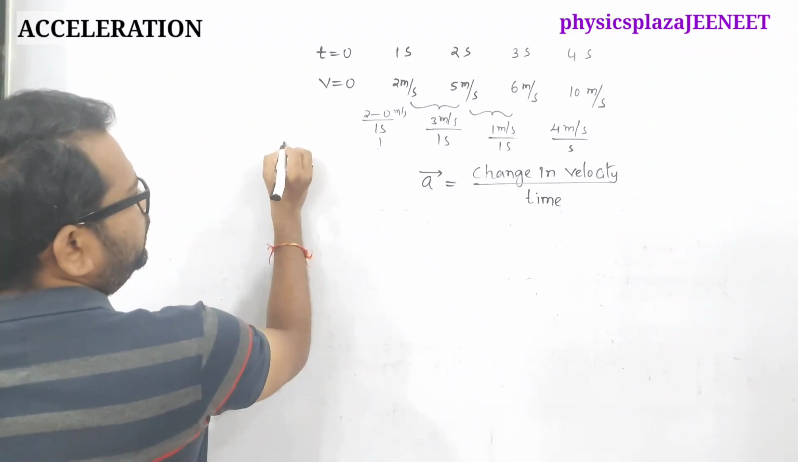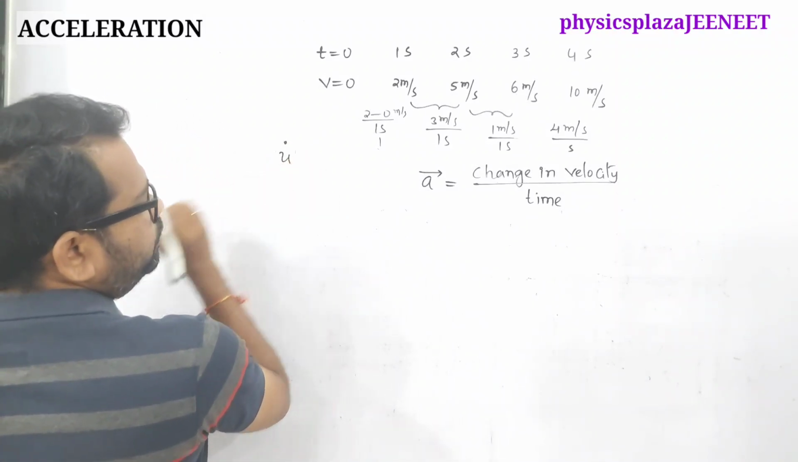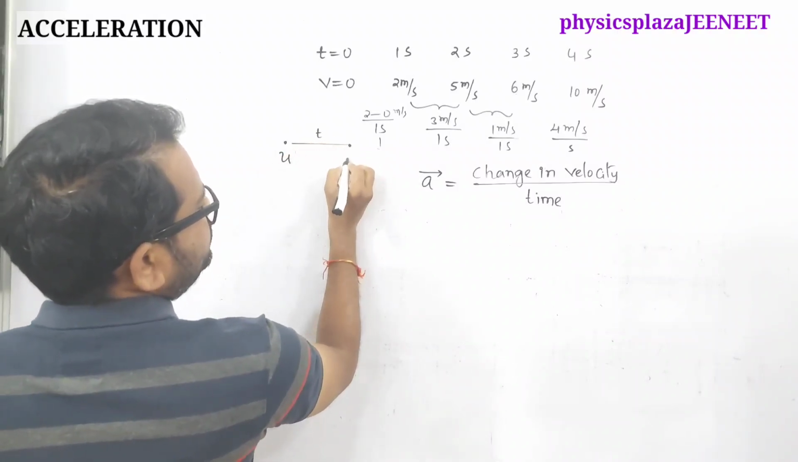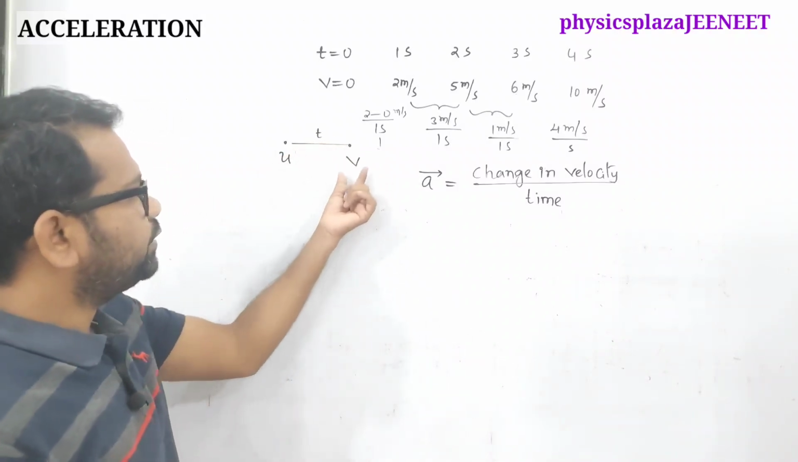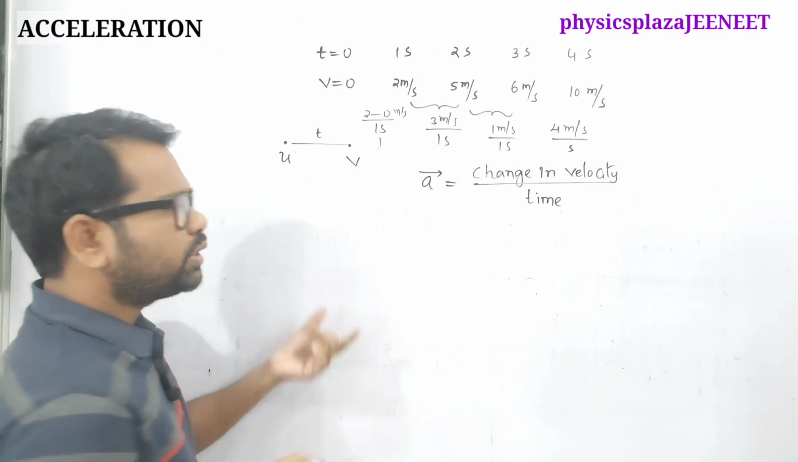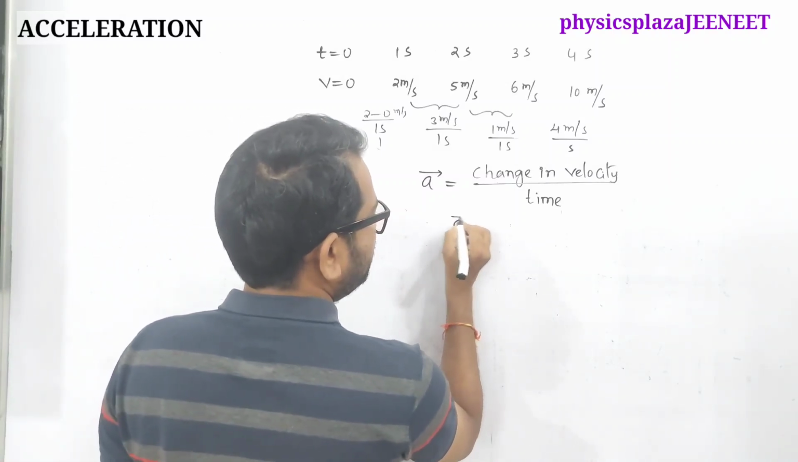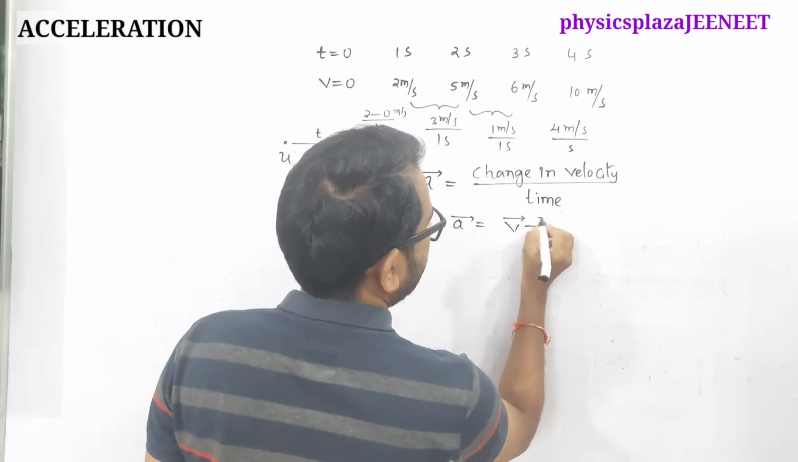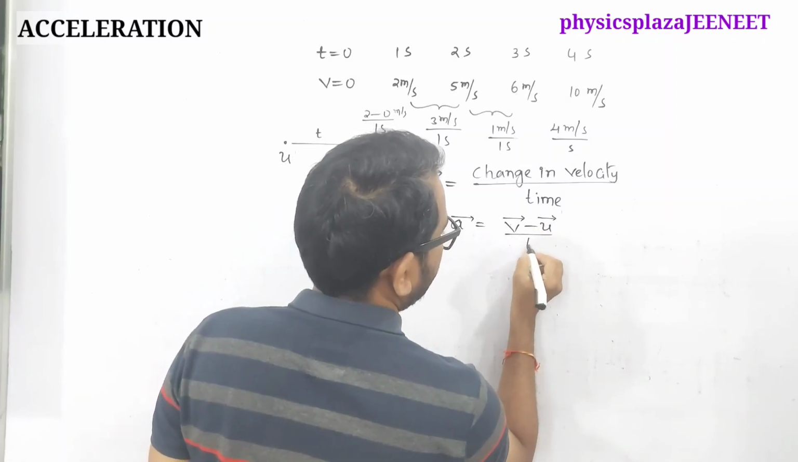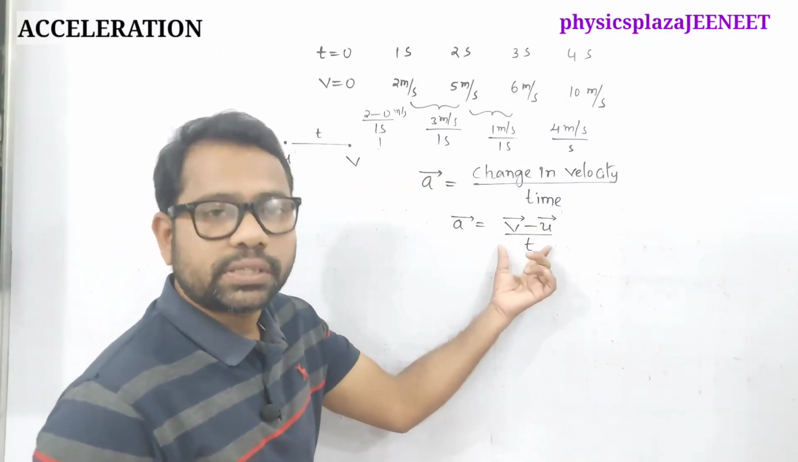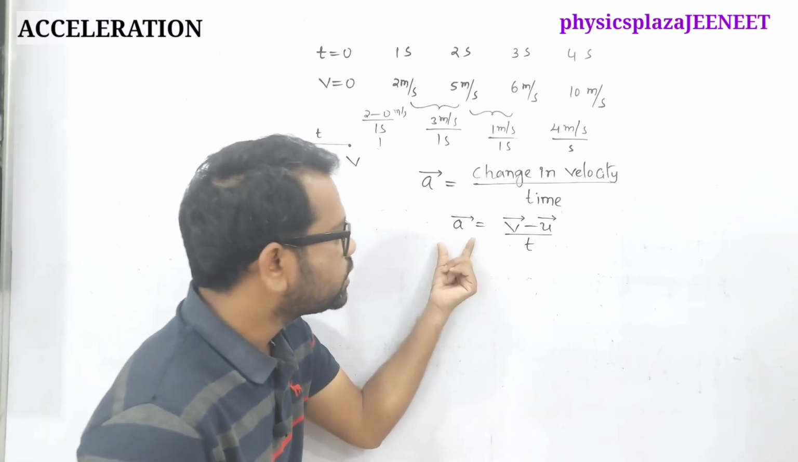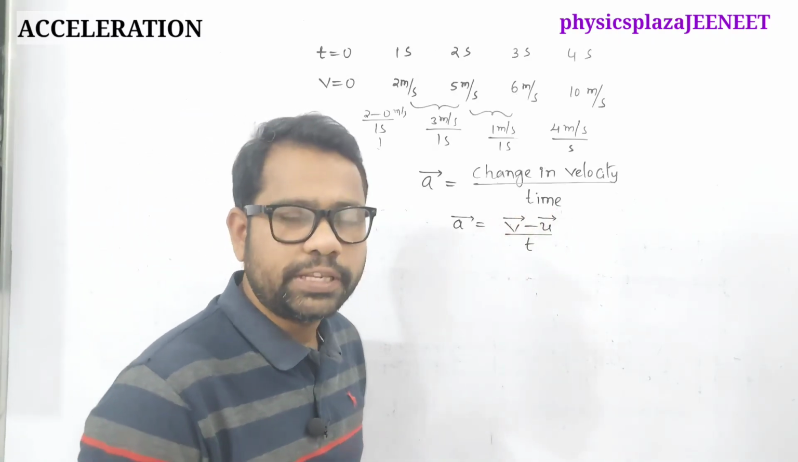For example, initially a body has velocity u and after time t its velocity is v. So v is the final velocity, u is the initial velocity. In simple terms we can write acceleration is equal to v minus u by t. Here t is actually t2 minus t1, but initially t is 0, so you can write a is equal to v minus u by t, children.